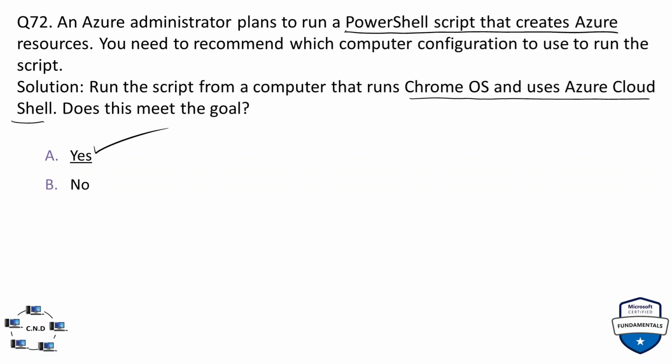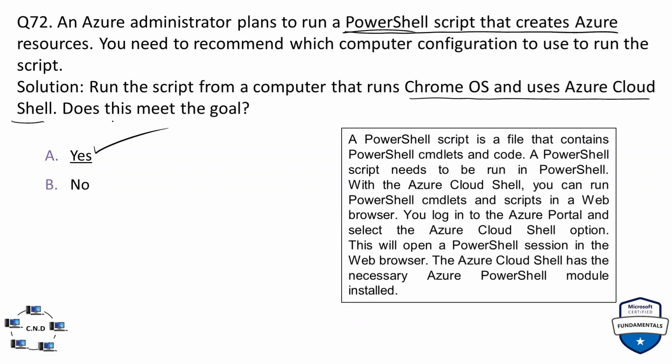for the PowerShell script, the Azure Cloud Shell does meet the requirement. It is because a PowerShell script is a file that contains PowerShell commandlets or cmdlets and code. A PowerShell script needs to be run in PowerShell. With the Azure Cloud Shell, you can run PowerShell commandlets and scripts in a web browser. You log into the Azure portal and select the Azure Cloud Shell option.